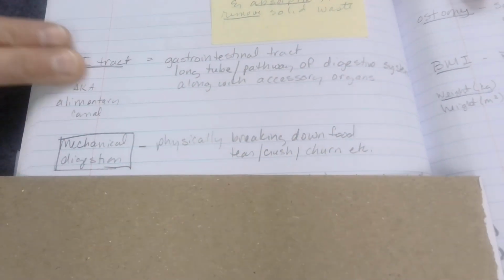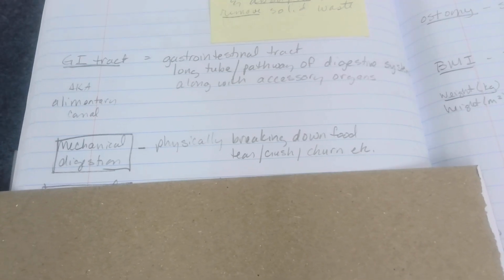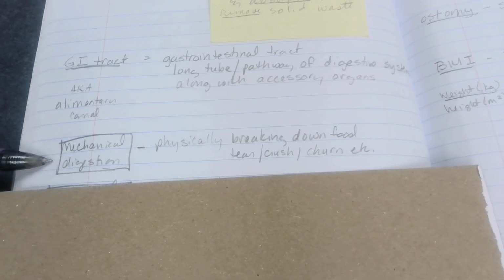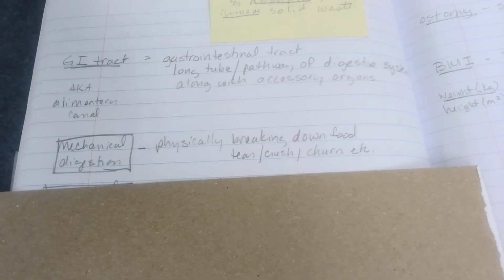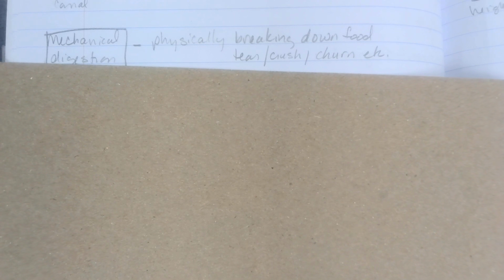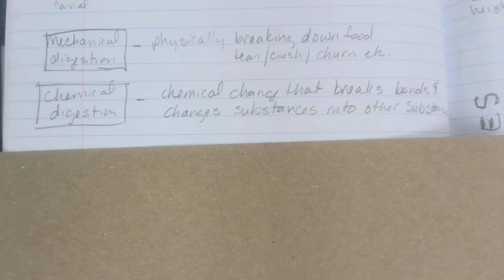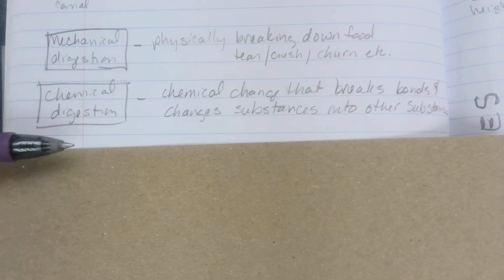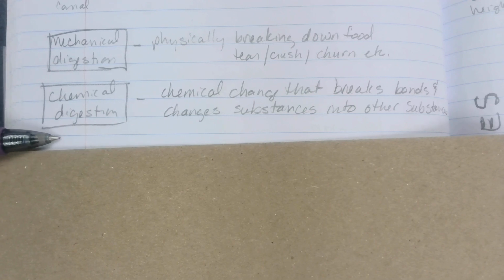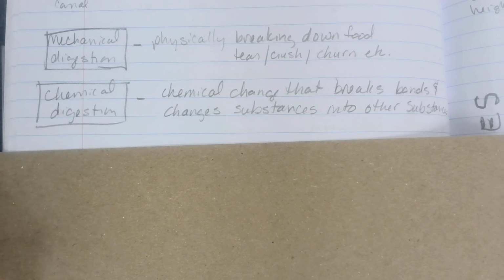Types of digestion are mechanical digestion and chemical digestion. Mechanical digestion physically breaks down food. So this is when we are tearing, crushing, churning, and physically altering that food. Chemical digestion is a chemical change that breaks bonds and changes substances into other substances.